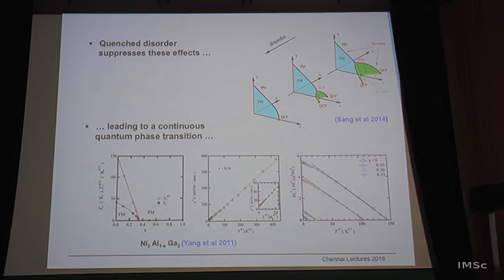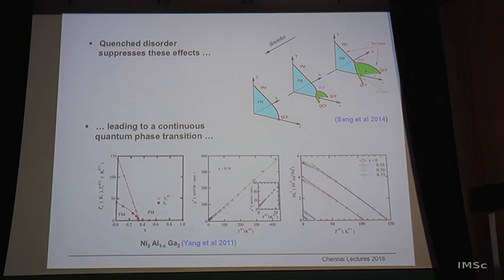And here is some more evidence for that, where the square of the magnetization is plotted against temperature to the 4/3. And again, things seem to go to zero in a continuous way. So that's a very nice and complete experimental paper that maps out this second order transition.